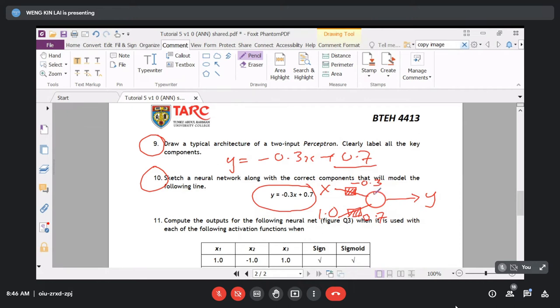Now, what else? Of course, if you remember, the neuron here has two parts. One is the summation, which is what we have done here. This is the activation function. In this case, we just use a very special activation function, just times one. So you have your summation, minus 0.3, the weight, multiplied by x, plus the weight 0.7 multiplied by 1.0. And the whole thing, you pass to the activation function, which is times 1. And this equals y. Do you follow?